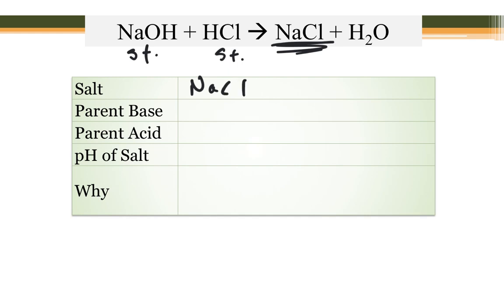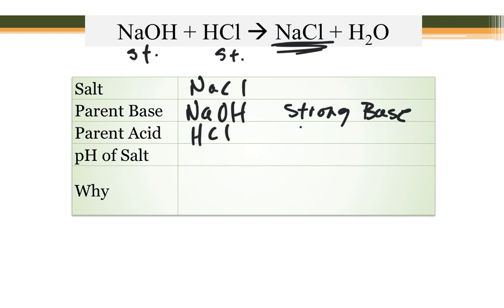Now what you had to know was how you made NaCl. I've written the reaction here for you, but you should be able to look at a salt and see that it is made from NaOH and from HCl. A lot of times you're just going to be given a salt and you'll have to determine what it's made from, and we'll do that in a little bit. For this one, the salt is NaCl. The parent base is sodium hydroxide, which is a strong base, and the parent acid is HCl, which is a strong acid.